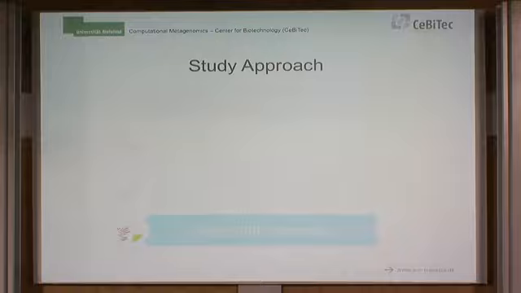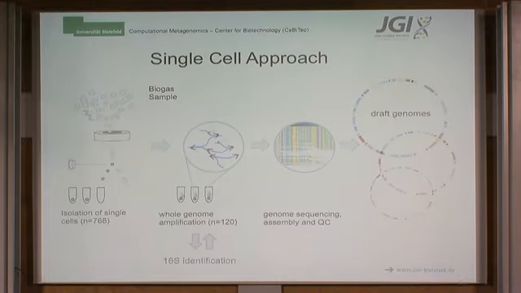So that will be the next step. We also did some cell sorting to get single cell genomes. Actually, the cell sorting was done at the JGI again. So we have 768 single cells sorted.